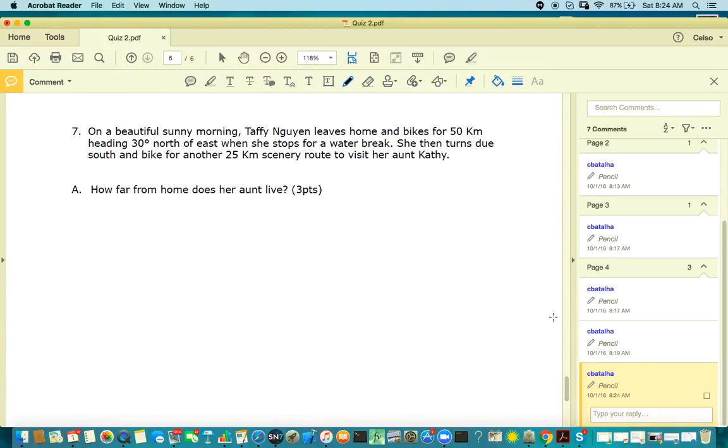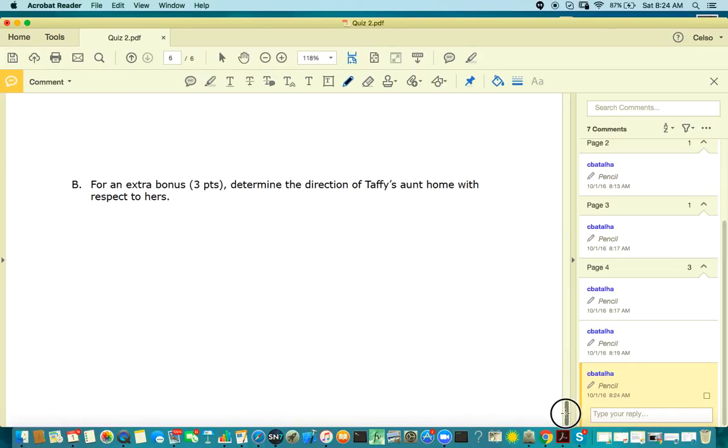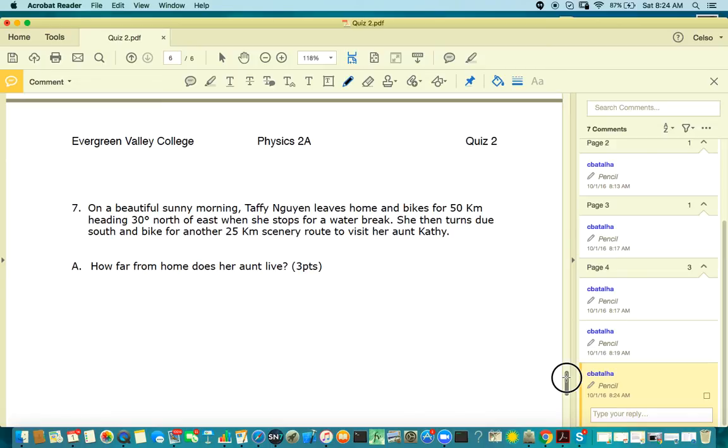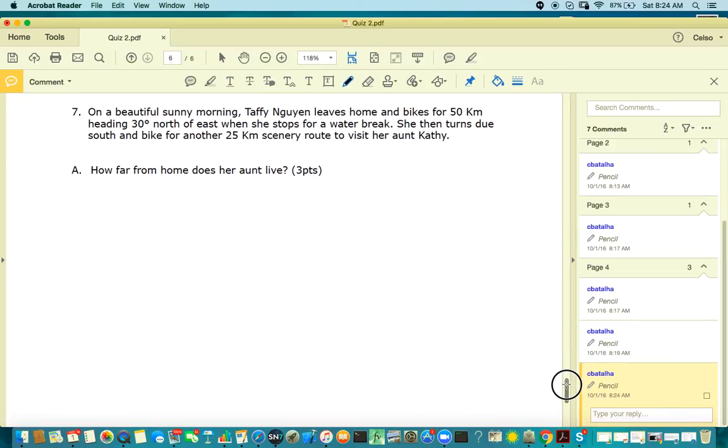On a beautiful sunny morning, Taffy Nguyen leaves home and bikes 50 kilometers. Okay, I think you guys did that before, didn't you? Well, let's do it again. On a beautiful sunny morning, Taffy Nguyen leaves home and bikes 50 kilometers, heading 30 degrees north.